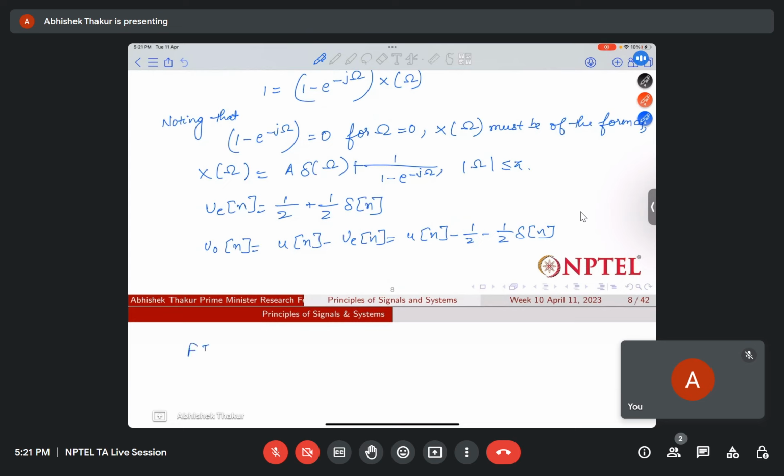So the Fourier transform of u of n is equal to A of delta omega plus 1 by 1 minus e to the power minus j omega, minus pi of delta omega minus half. Okay. So the Fourier transform of an odd real sequence must be purely imaginary. Thus we must have A is equal to pi.